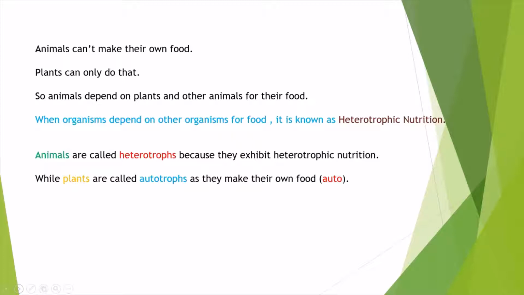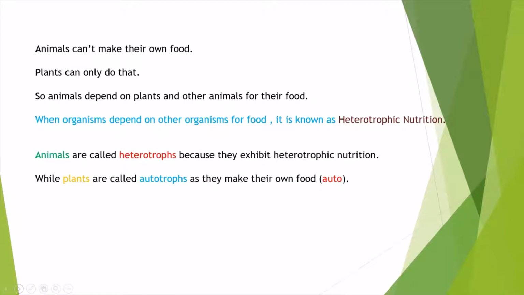So, as the chapter's name suggests, we are going to learn about the nutrition performed in animals. Animals can't make their own food, as you know. Only plants can do that. So, animals depend on plants and sometimes even other animals for their food. And when they depend on other animals, they just hunt down the smaller animals and eat them, like lions and tigers. And when organisms depend on other organisms for food, it is known as heterotrophic mode of nutrition.